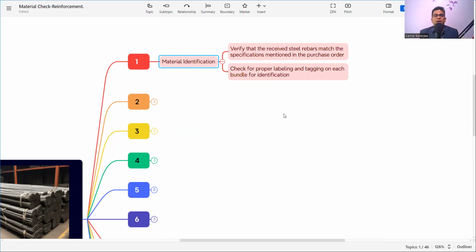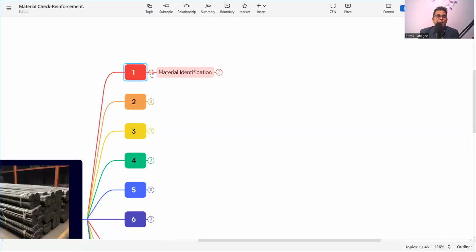The manufacturer name, the diameter of the bar, the length of the bar, everything will be in the purchase order. So first we need to check the purchase order, and as per the purchase order, if it is delivered at the site, then check the proper labeling and tagging on each bundle for identification. Each reinforcement bar comes in a bundle, and every bundle will have a tag, and we need to check whether this tag is available or not whenever this material is delivered at the site. So first we need to identify the material.